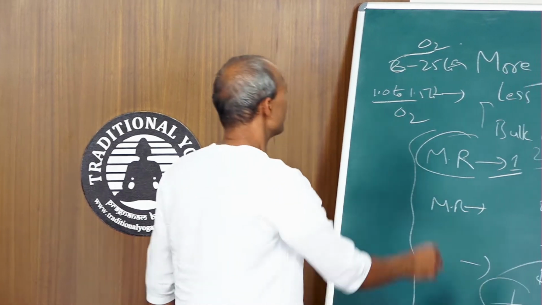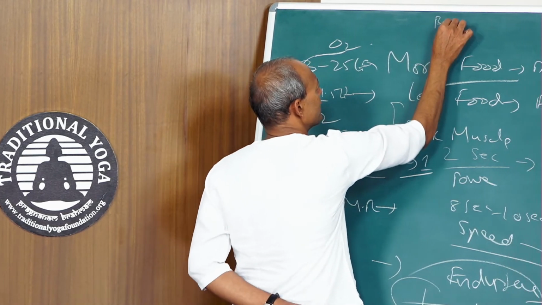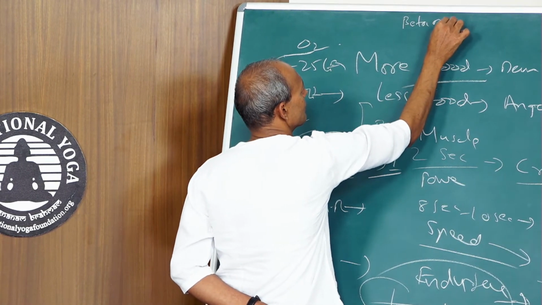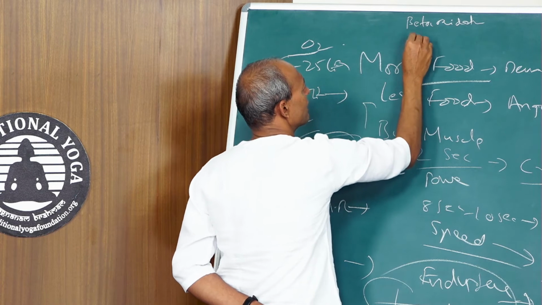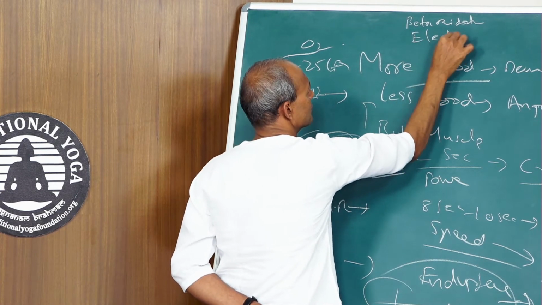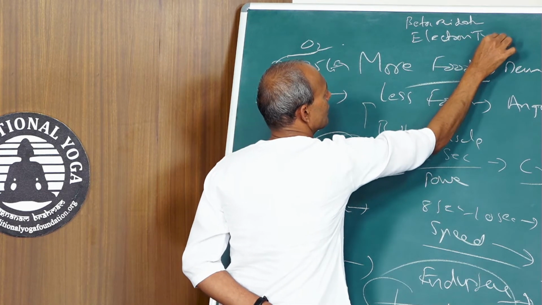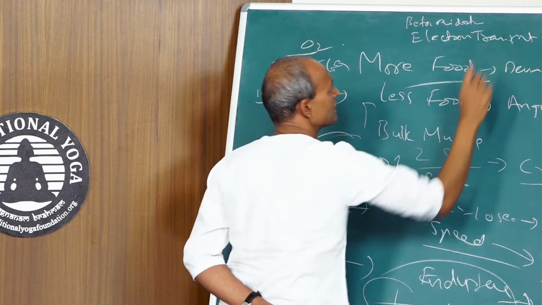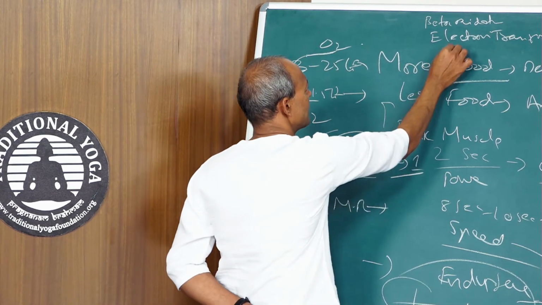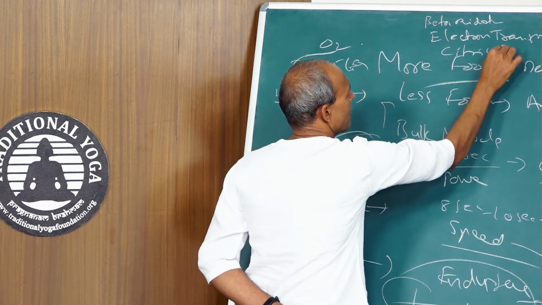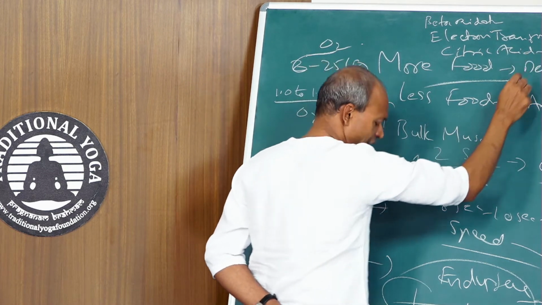So, what is a yogi? A yogi is working only with beta oxidation and working with the electron transport system. And is working with only the pyruvic citric acid cycle, or pyruvic cycle.